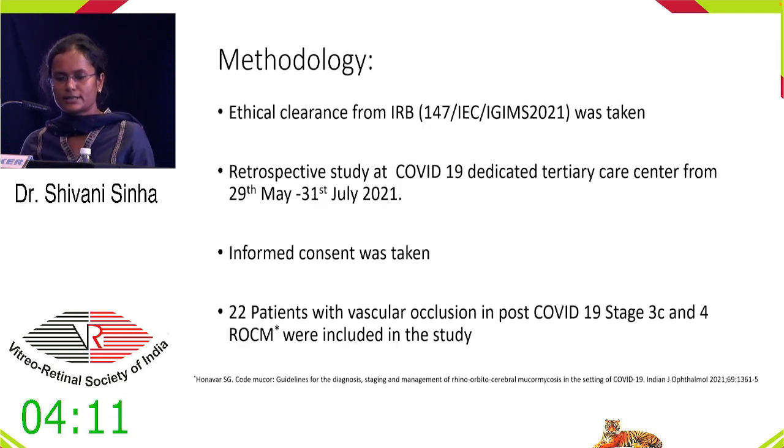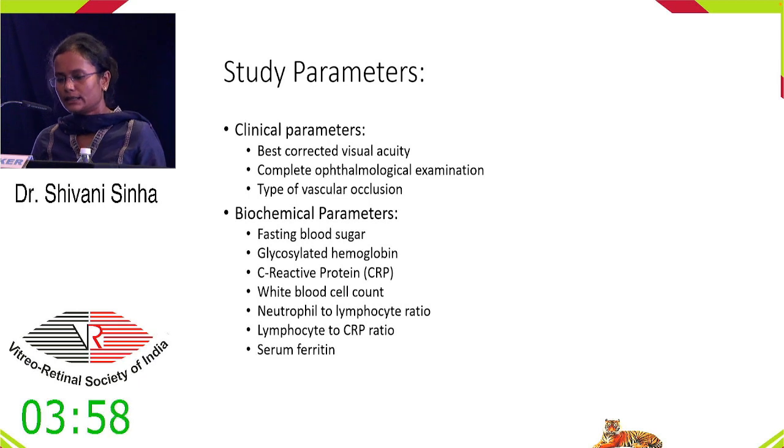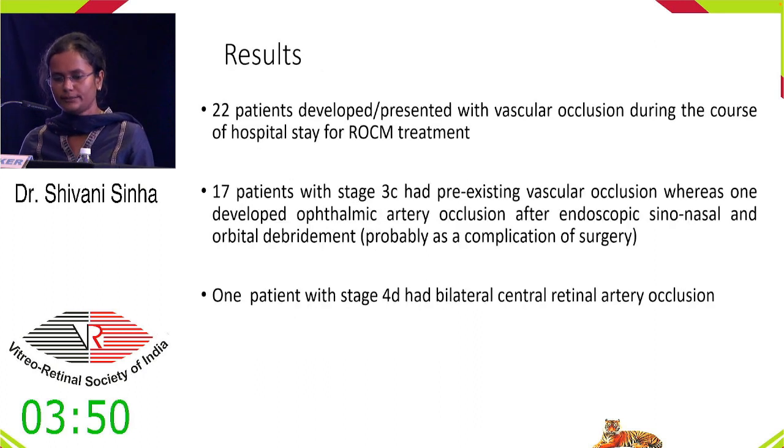It was a retrospective study conducted at our COVID-19 dedicated tertiary care center. Twenty-two patients with vascular occlusion post-COVID-19 with stage 3C and 4 ROCM were included in the study. The clinical parameters included BCVA and complete ophthalmological examination. Biochemical parameters were also included in the study.